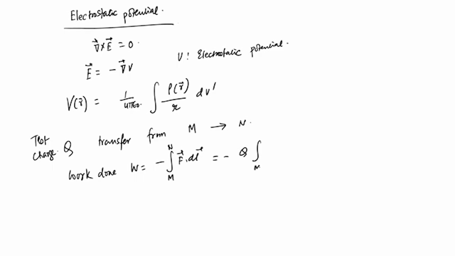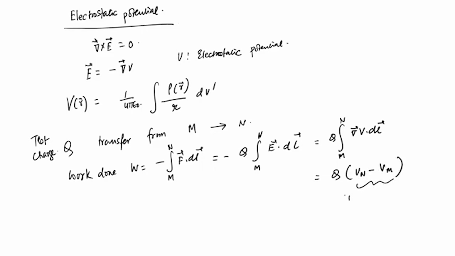And this is equal to minus Q, from this point M to this point N, Q E dot dl. Okay. dl is the path along which it is moved, and E is equal to minus grad V. So, the minus sign goes away, and we have M to N of grad V dot dl, and that gives you Q times (V_N minus V_M), that is the difference in potential between the 2 points.